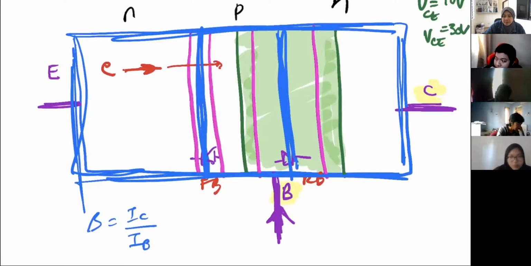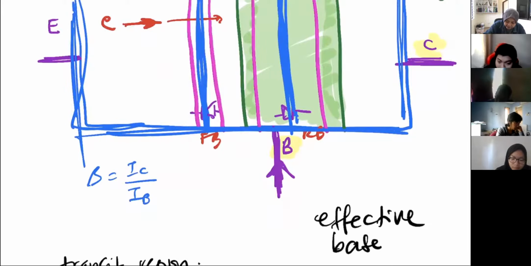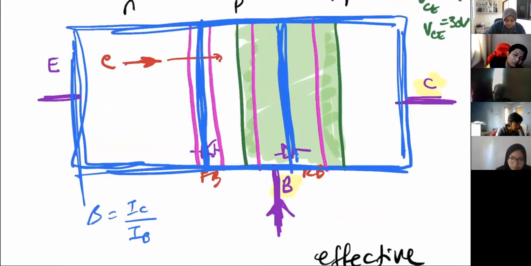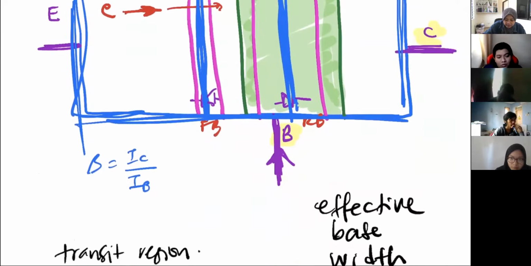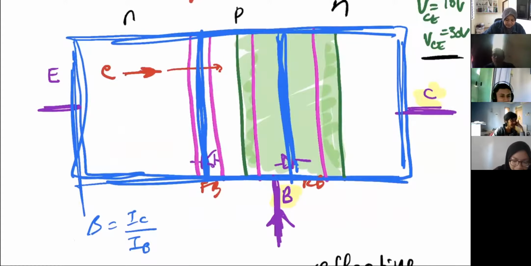Okay, which means that the effective base width becomes bigger or smaller as we increase the VCE? Bigger. What is effective base width? Smaller. Why does it become smaller? Because the depletion region increases. Yeah, so in the end, sebelum ni, the base width is this. Okay, this is the base width, the normal one.